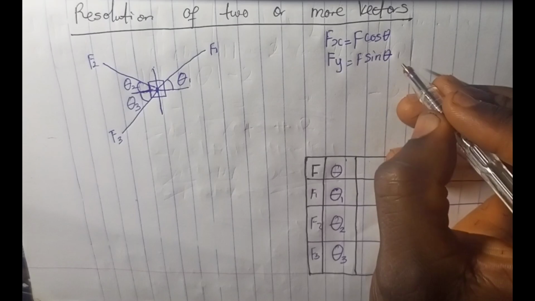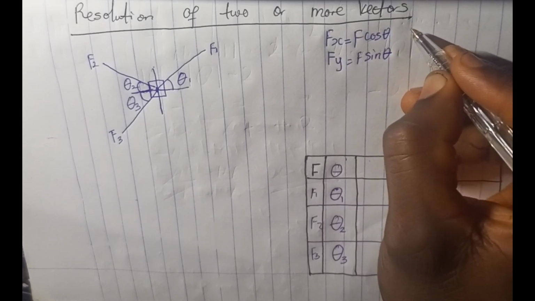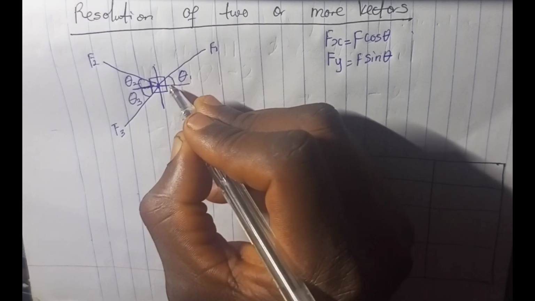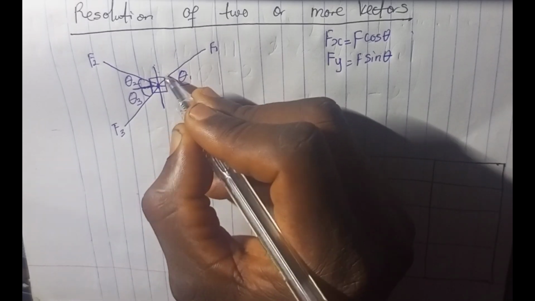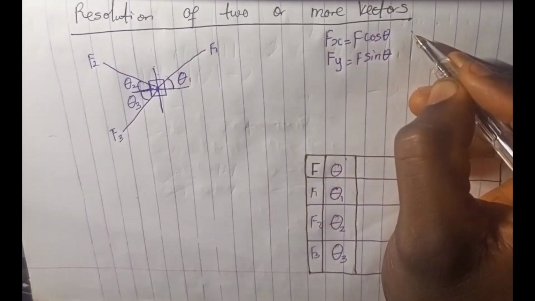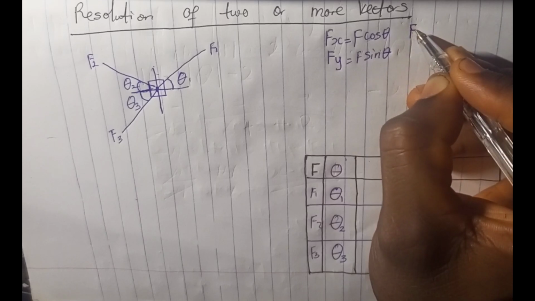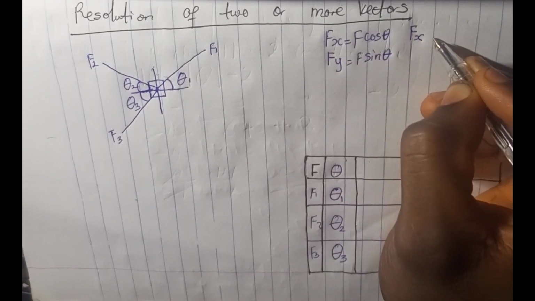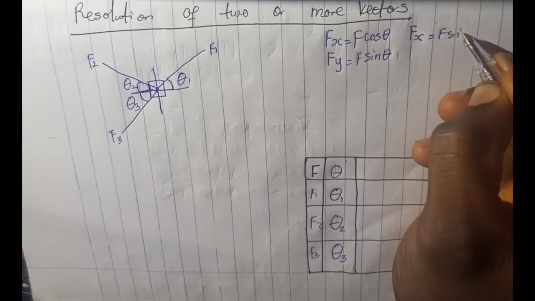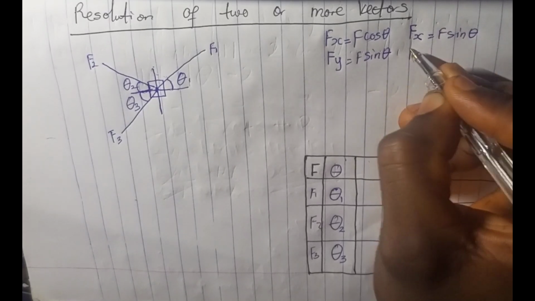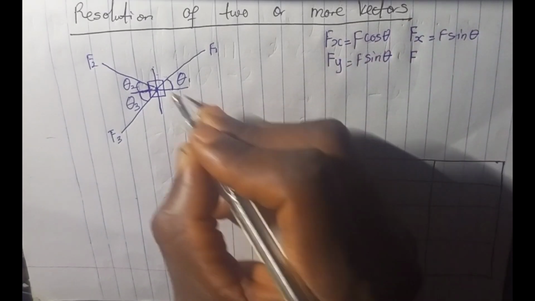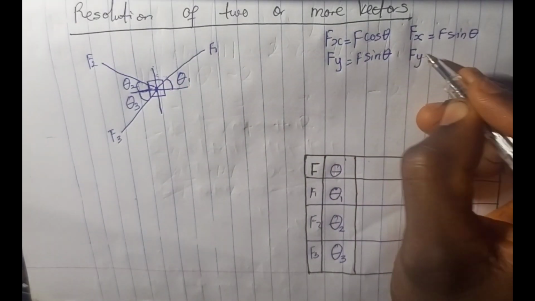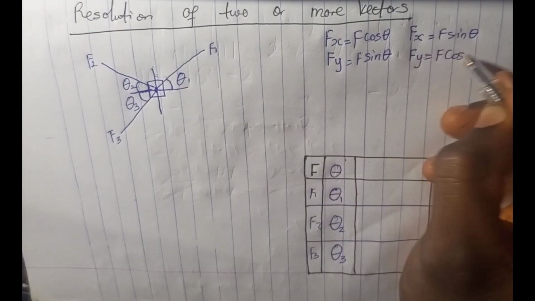But in a situation whereby the angle of inclination, like this theta 1, is no longer touching the horizontal axis and is touching the vertical axis, the formula will change. I derived it in that video. Please endeavor to watch it. The horizontal component of the force will now be F sine theta. And if the angle of inclination is to the vertical, touching north and south, the vertical component of the force will be F cos theta. Is that clear?